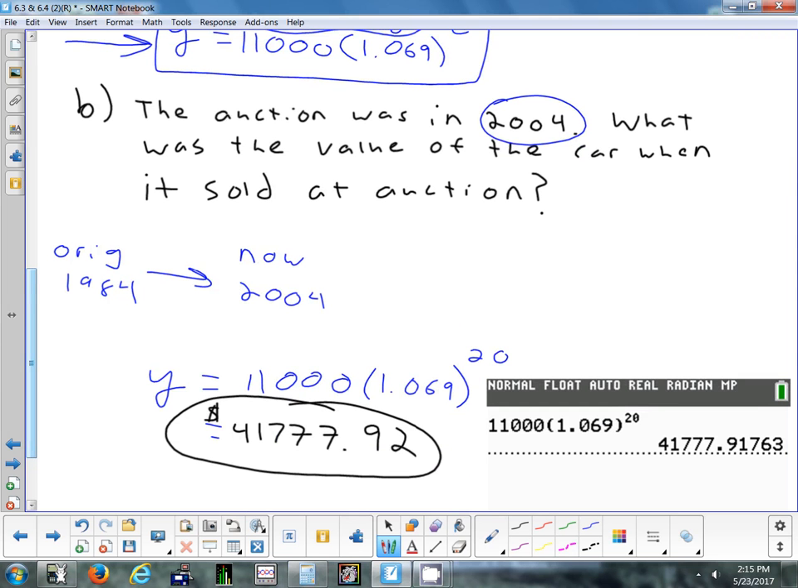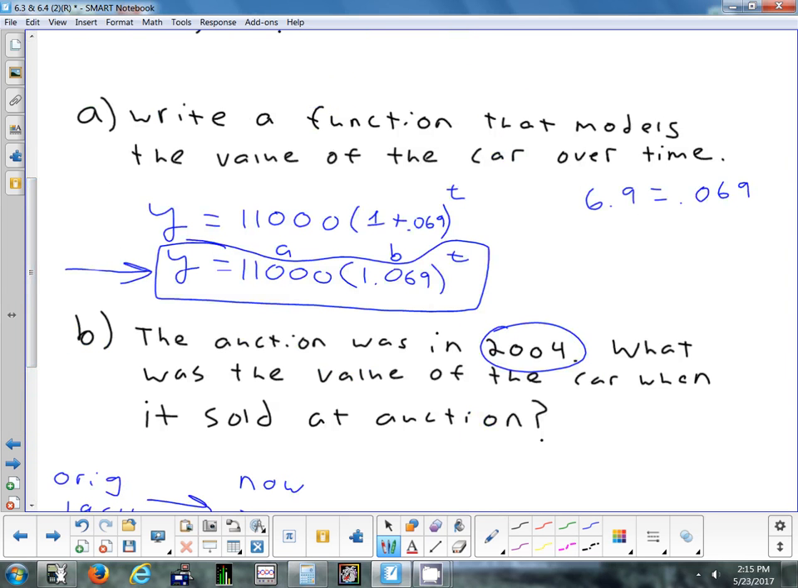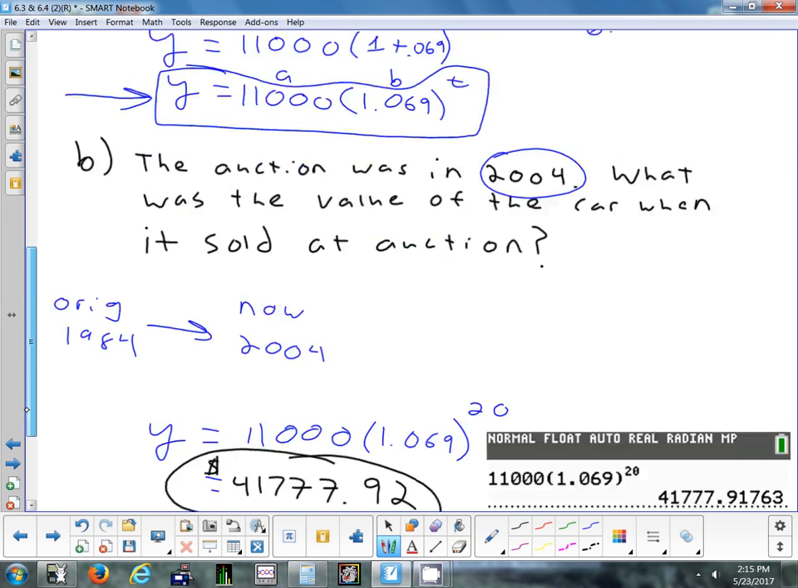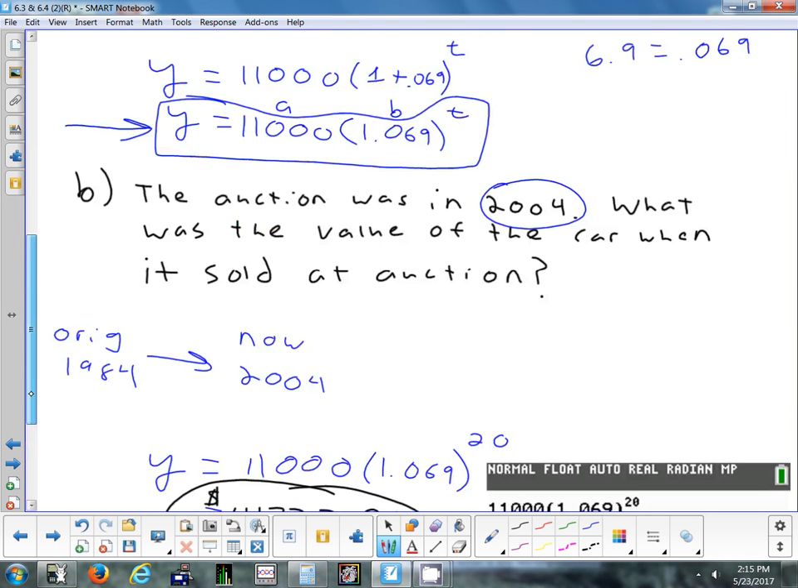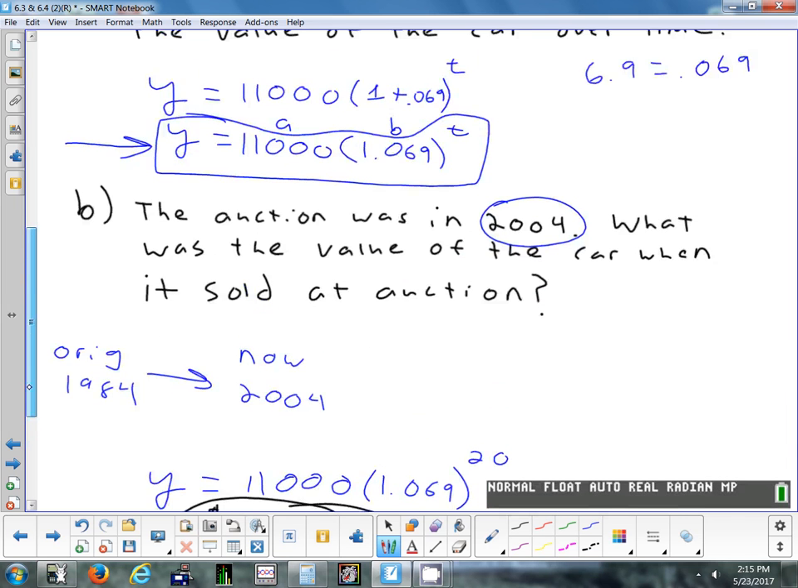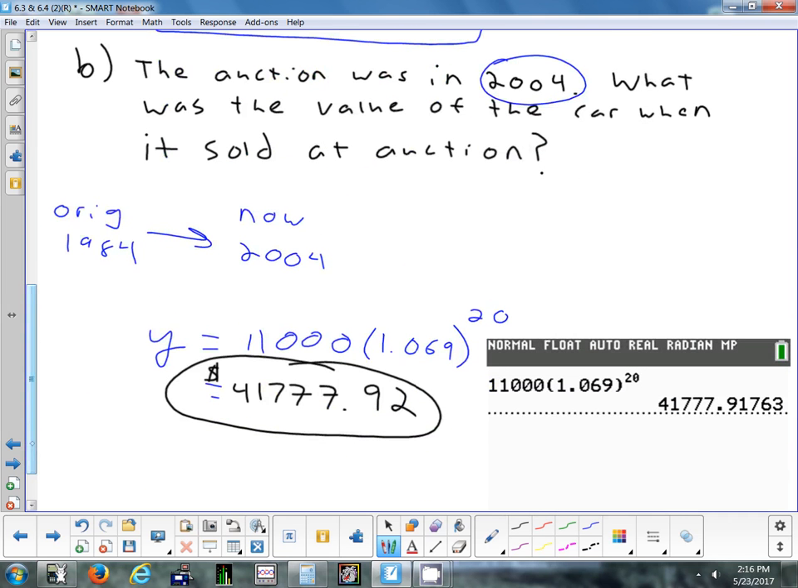Subtract what? Yeah, if you take what the car is worth now minus what it was worth 20 years ago, you could figure out how much it's increased in value. So it's gone up roughly $30,000 in value. A little more than $30,000.